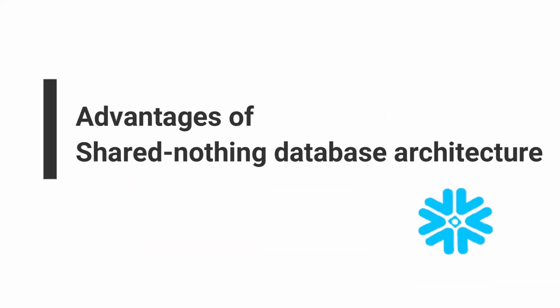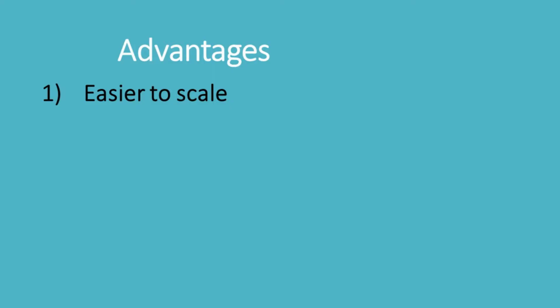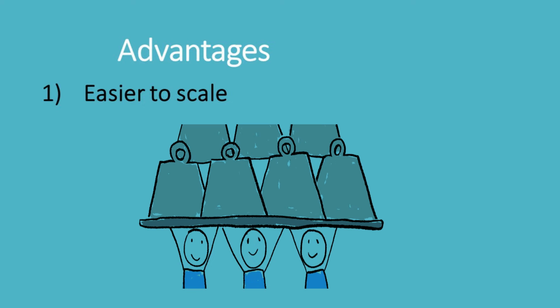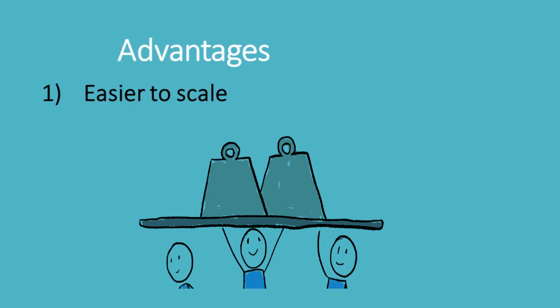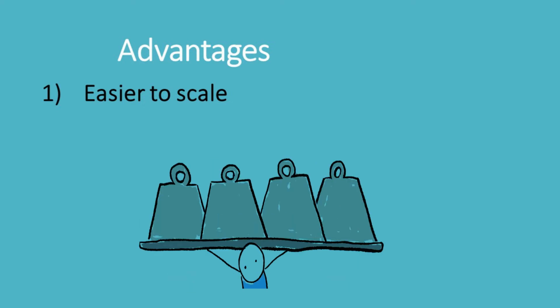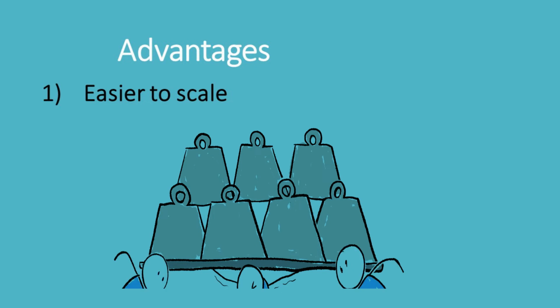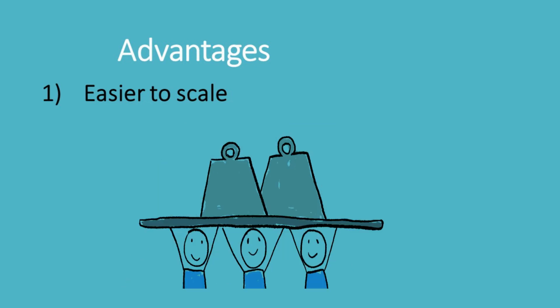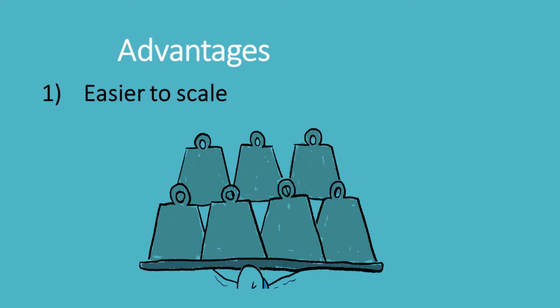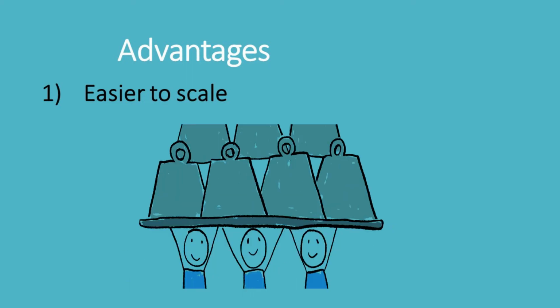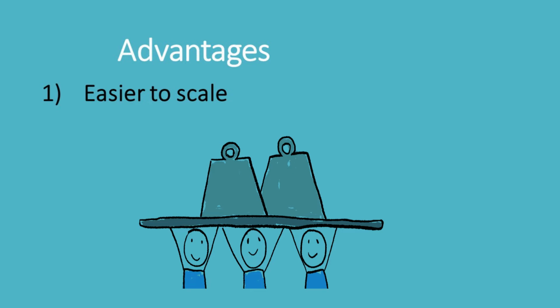Now, let's look into the advantages of share nothing architecture. The first advantage is easier to scale. There is no limit when it comes to scaling in the share nothing model. Unlimited scalability is one of the best features of this type of architecture. Since nodes are independent and do not share resources, scaling up your application won't disturb the entire system.